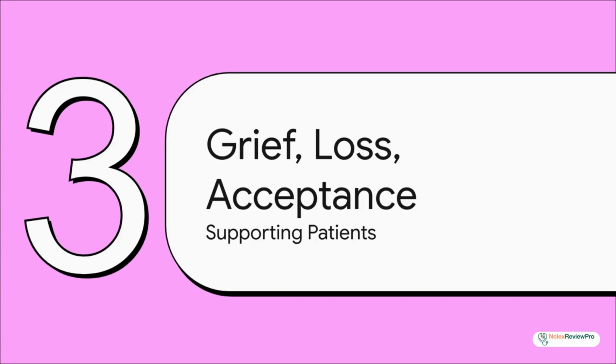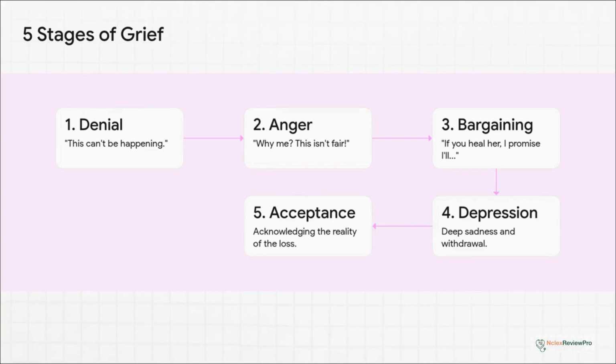We've all heard of the 5 stages of grief, right? Denial, anger, bargaining. But here's the crucial thing to remember. It is not a neat, tidy checklist. People do not just go from stage 1 to stage 5 in a straight line. They bounce all over the place. They might be in acceptance one day and right back in anger the next.